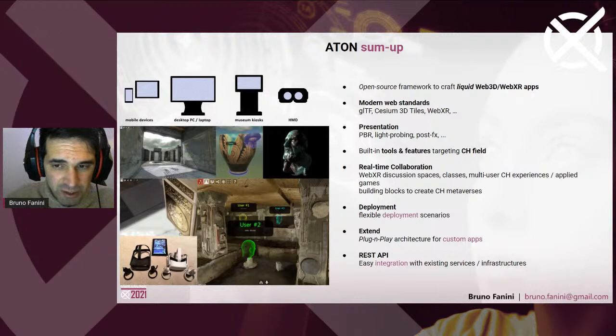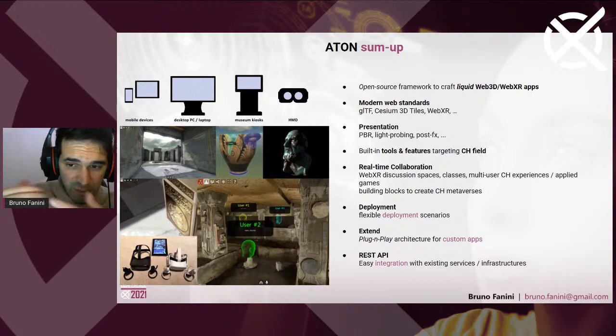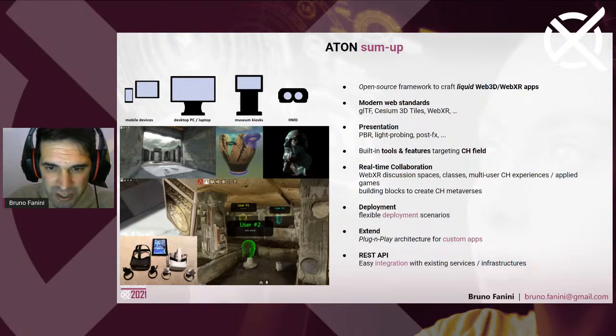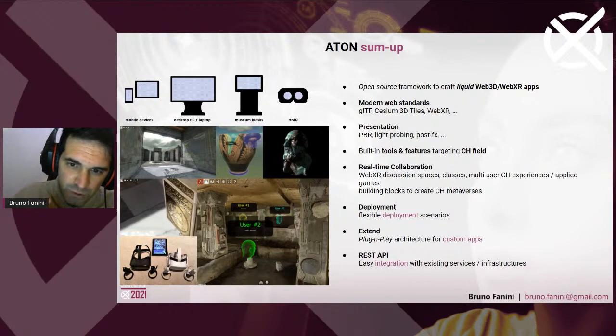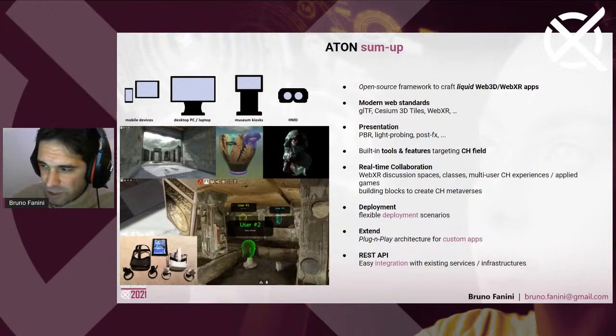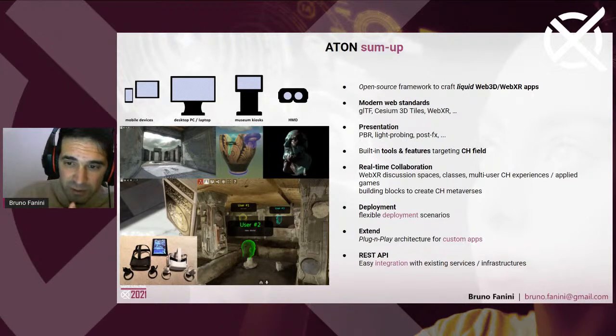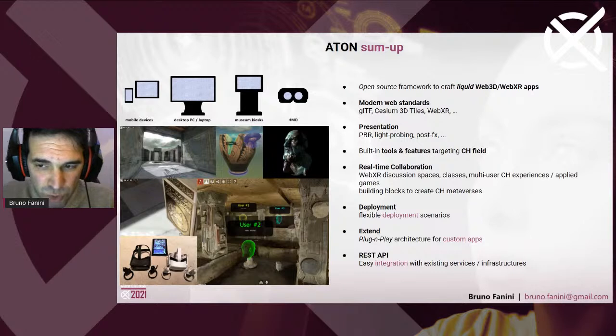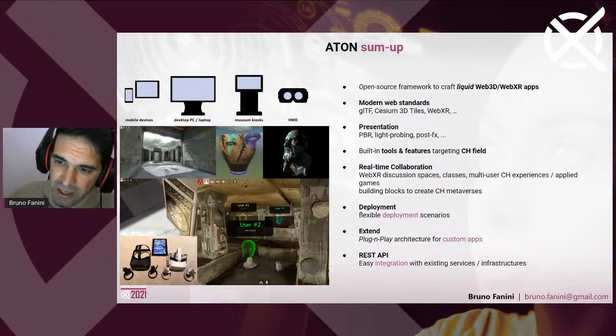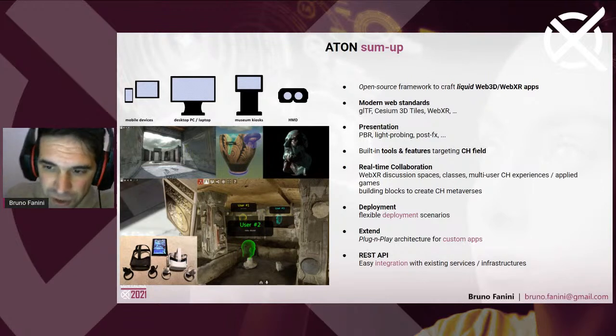So we embrace the physically based rendering workflow. There are some advanced functionalities for creating multiple light probes, so creating very nice and advanced setups for lighting. We have post effects and so on, mostly coming from the 3JS open source library. We have seen that we have some built-in out-of-the-box features and tools, especially designed for cultural heritage, like measurement, semantic annotations, special UIs, and so on.